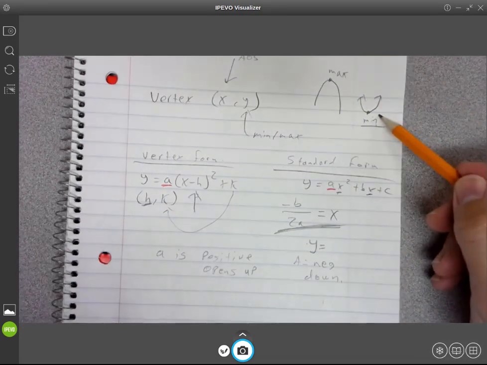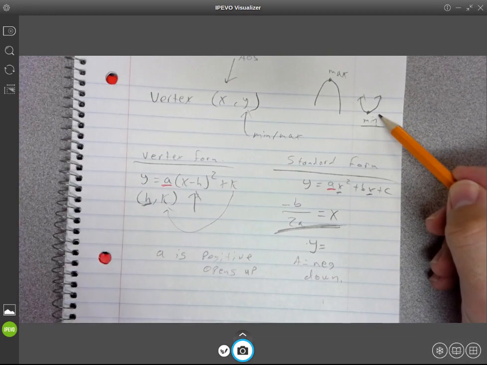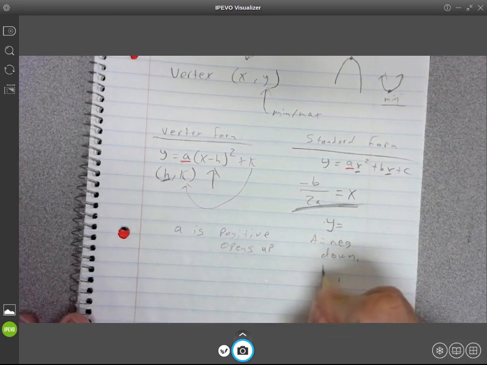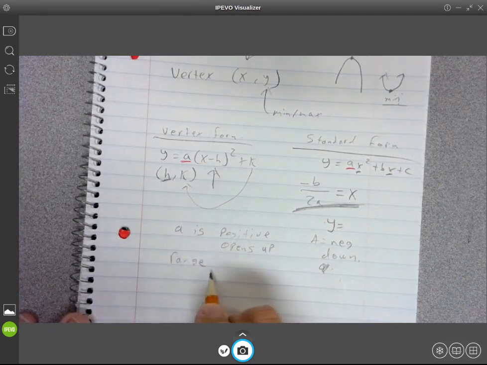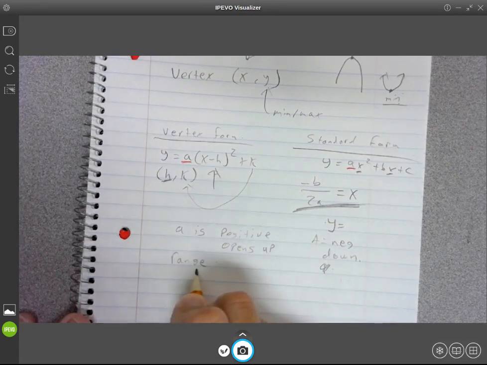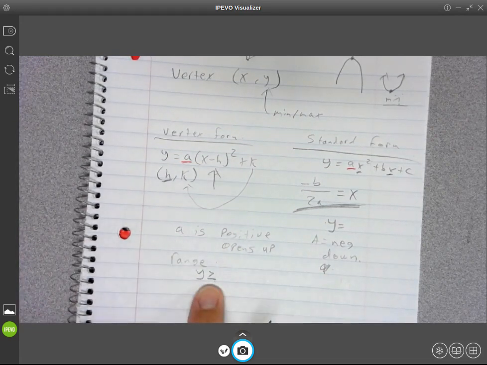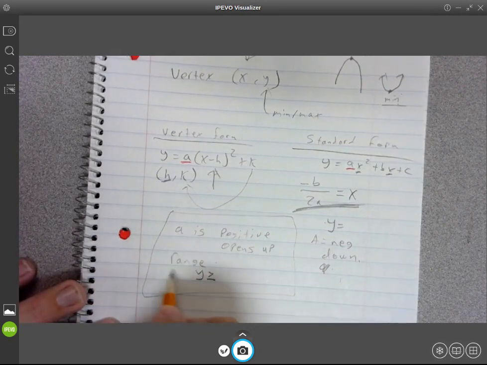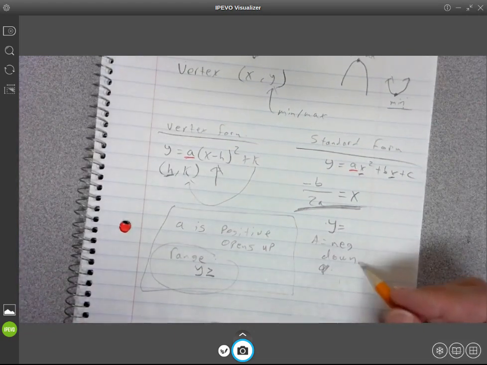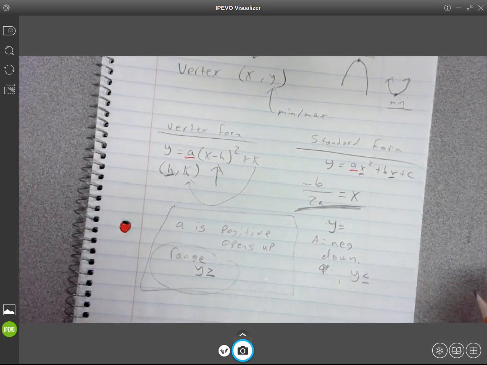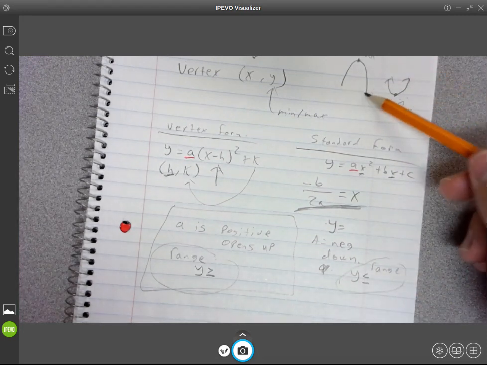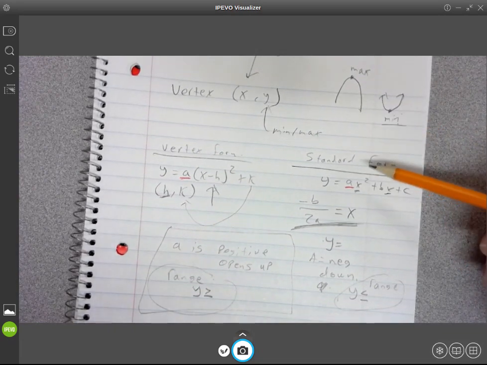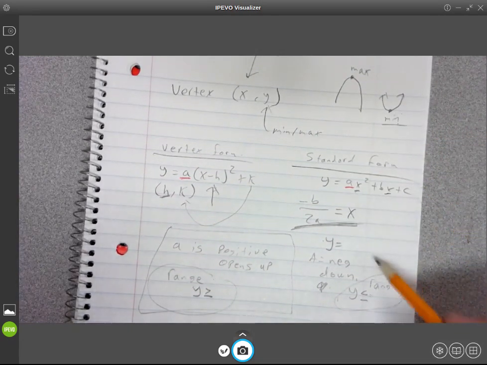Now, if it opens upward, the range is going to be something to infinity, which on those, it's going to be the y is greater than or equal to symbols when they open upward. All right, but if it opens downward, it's going to be y is less than or equal to, all right, for the range. Yeah, so whenever they open downward, they go down to negative infinity, and so this is going to be the less than symbol. All right.